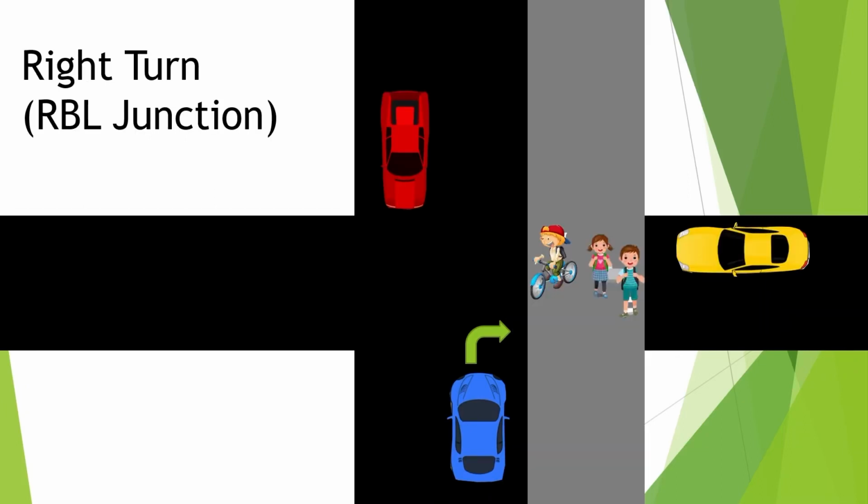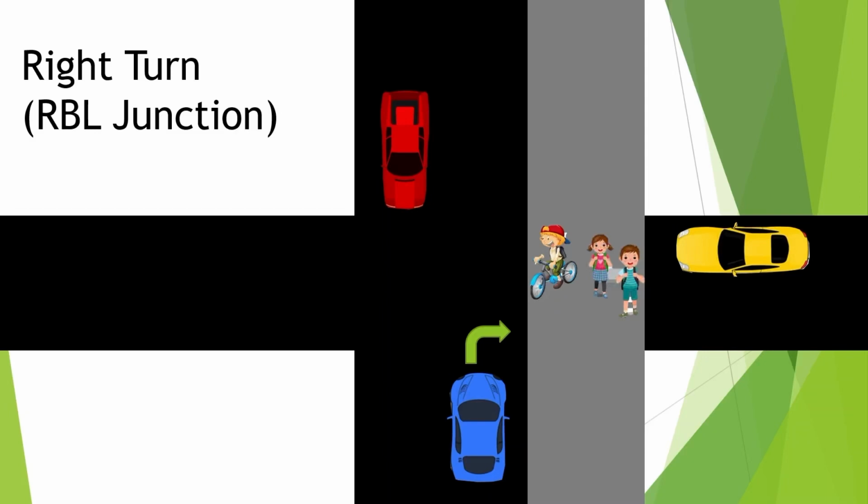Everything that we discussed about right turns at signals is also applicable when you do a right turn at an RBL junction, right before left junction. But in addition to that, a mistake that you should avoid is that you overturn your vehicle and block the way of the yellow car, which has more priority over you because it's on your right. So that's a mistake that you should avoid.